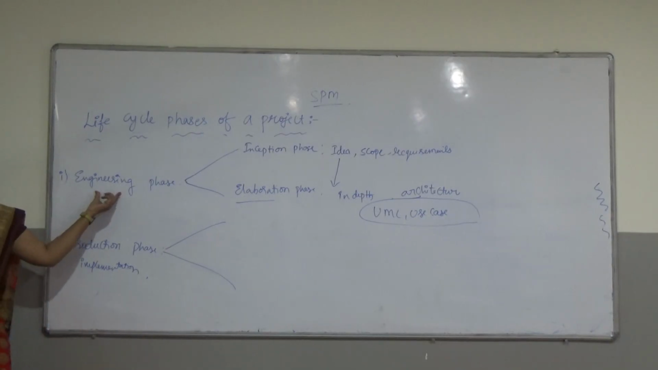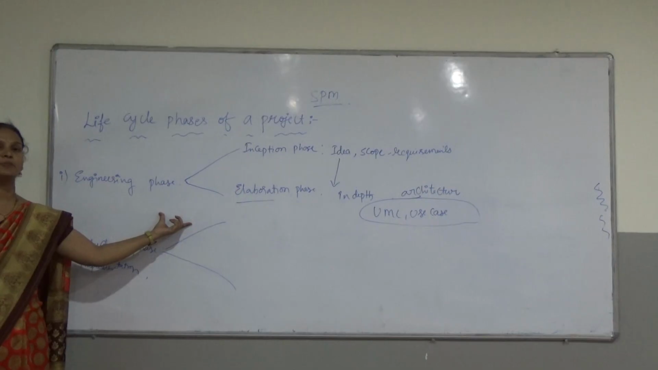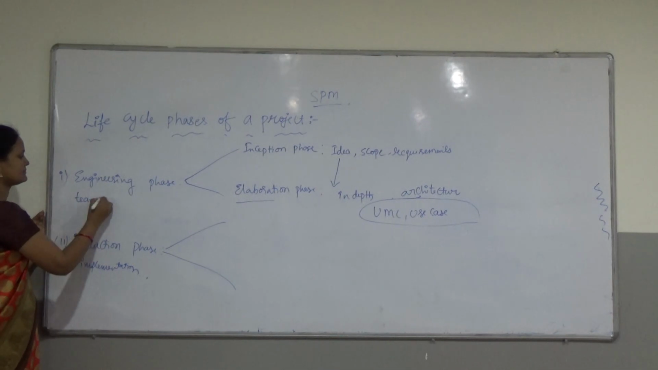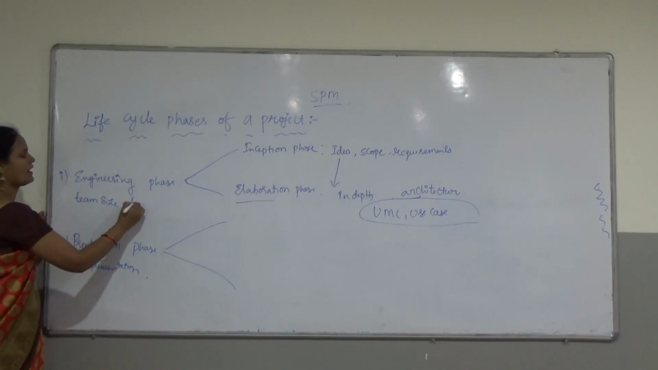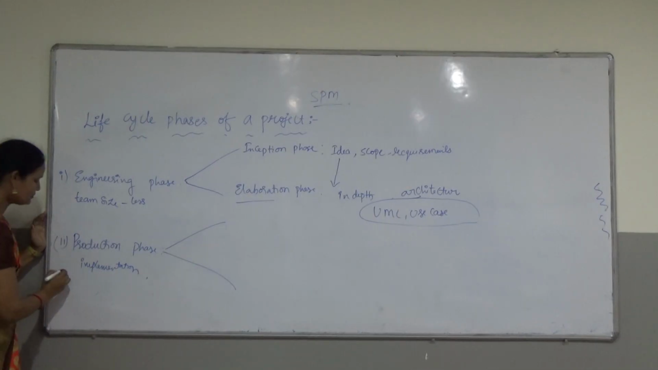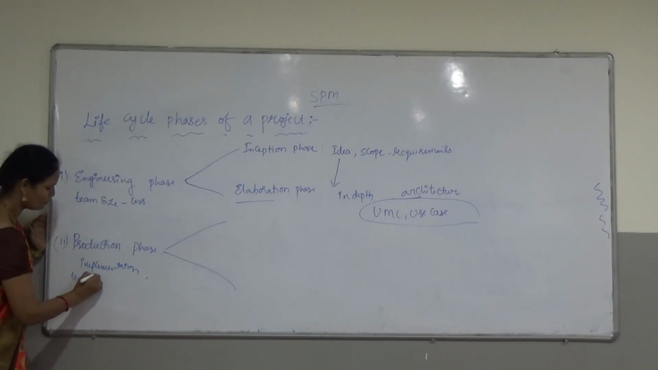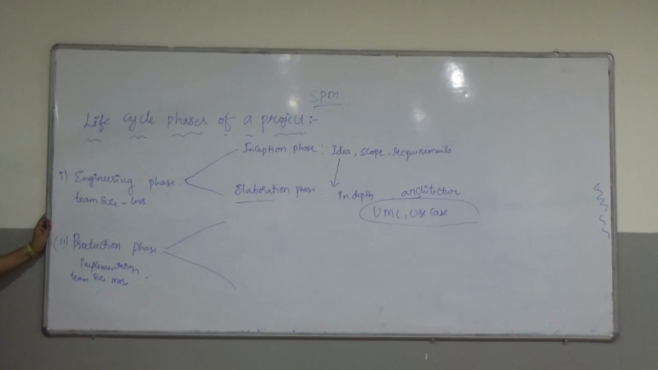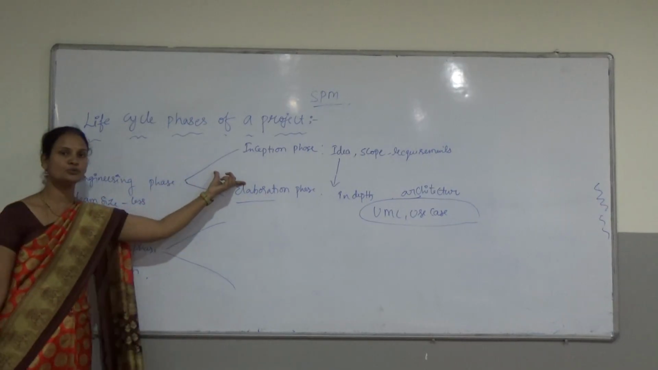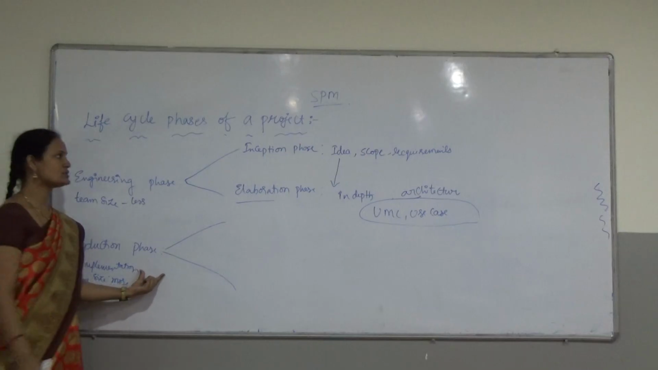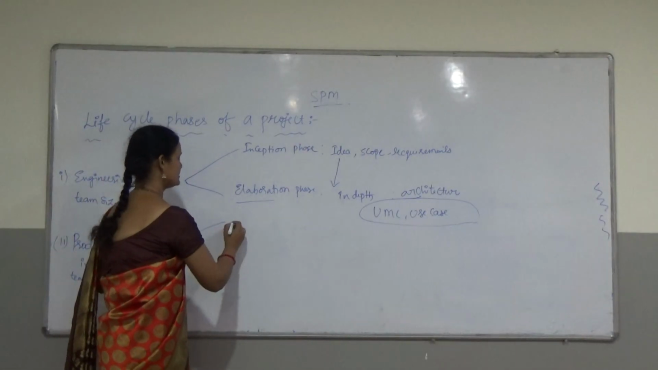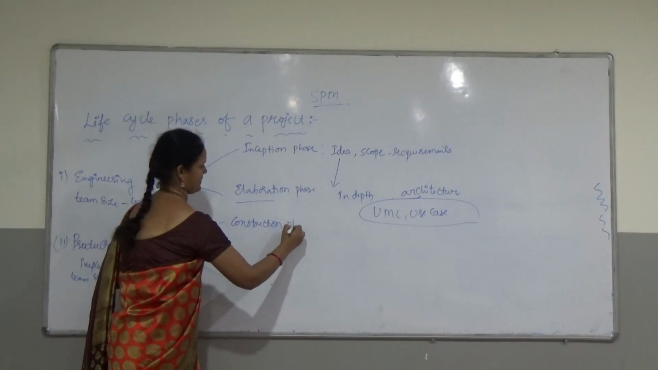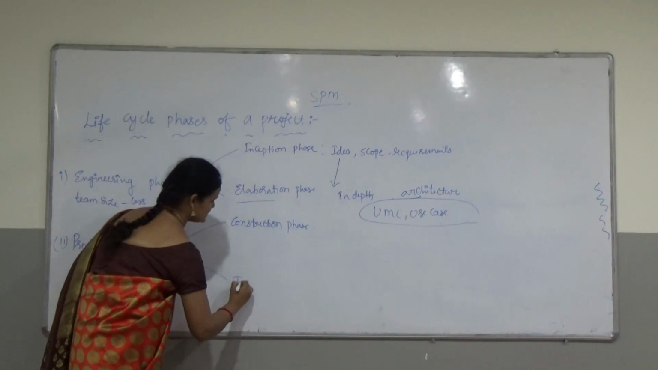Here the engineering phase talks about the idea, the scope of the project, and the mission. The team size is small and unpredictable. Coming to the production phase, the team size is larger and predictable. As the engineering phase is further divided into two types, in the same way the production phase is also further divided into two types. The third one is the construction phase and the fourth one is the transition phase.